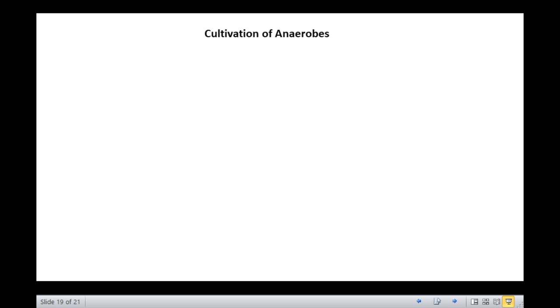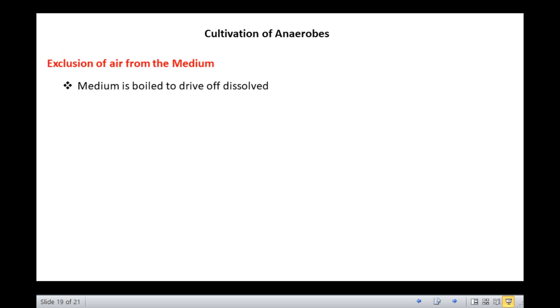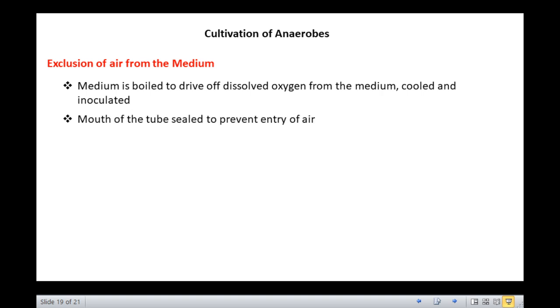The first is exclusion of air from the medium. The medium is boiled to drive off dissolved oxygen from the medium, cooled and inoculated, and the mouth of the test tube is sealed to prevent entry of air. Anaerobes grow at the bottom of the tube.